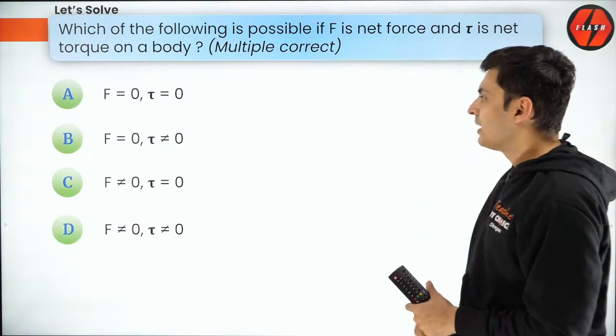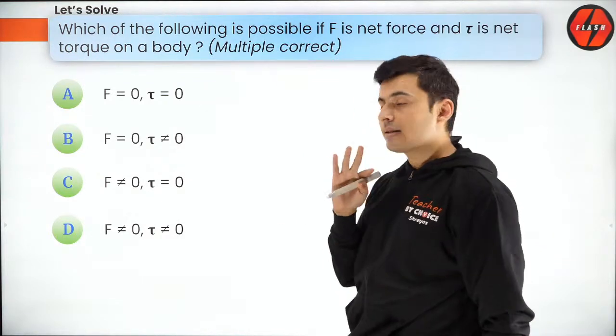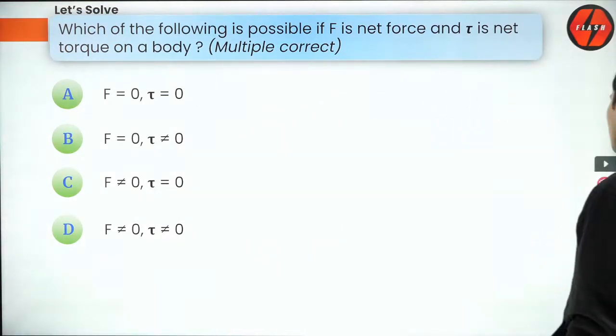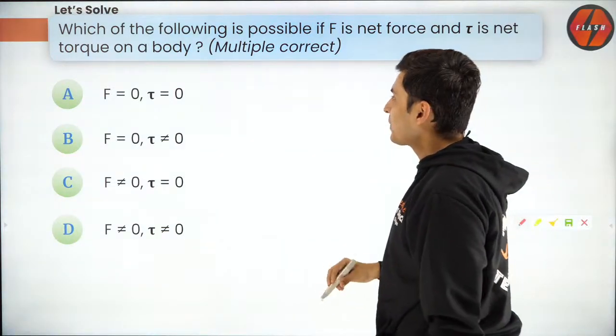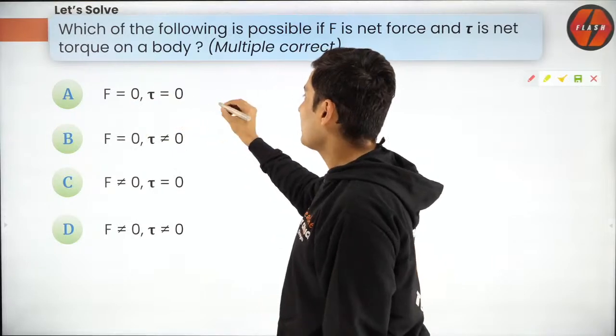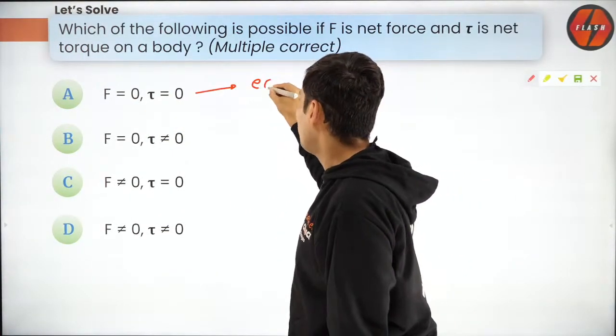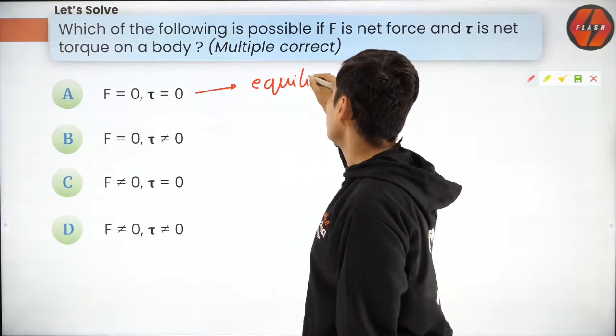Time is up. The correct answer is that all of them are possible. A lot of you got it. I think none of you got it correct. So, here is the logic. Say, force is 0, torque is 0, obviously possible, like in the previous problems. That means the body is in equilibrium.